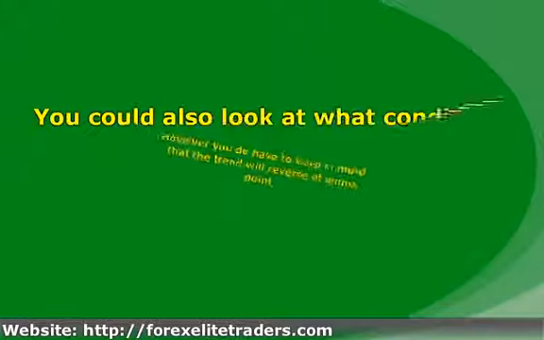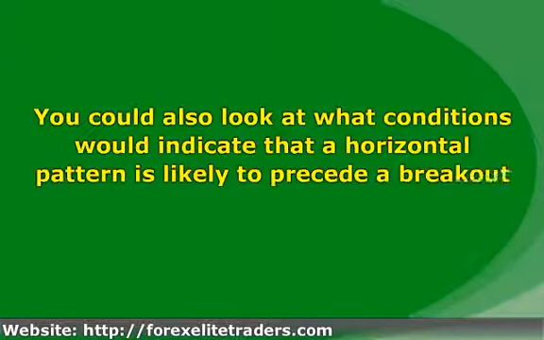You could also look at what conditions would indicate that a horizontal pattern is likely to precede a breakout. For example, you could backtest the theory that if a horizontal channel follows a series of downtrends, the horizontal channel in itself represents a support area and the next major trend is likely to be upward. However, always test theories like this before basing any system around them.